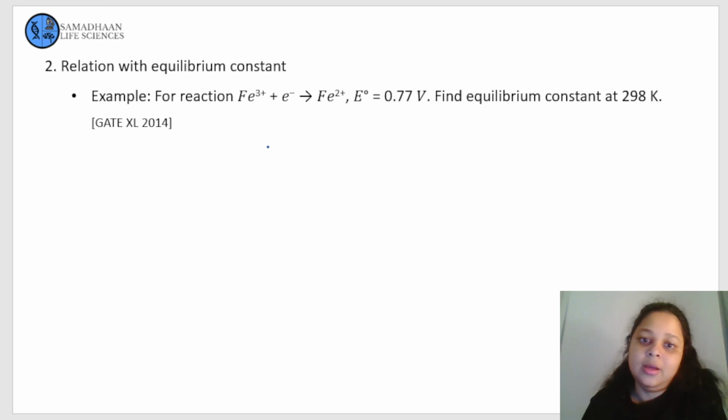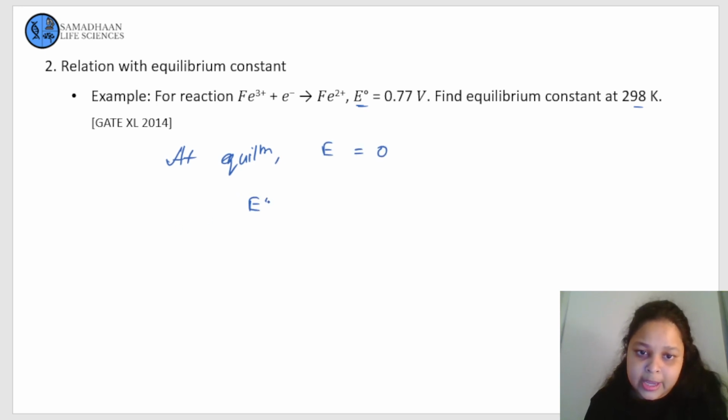For the second application, we can calculate the equilibrium constant from the electrode potential or cell potential. For this reaction Fe3+ to Fe2+, we are given the E0 value. We have to find the equilibrium constant at 298 Kelvin. First of all, at equilibrium we have E is equal to 0.